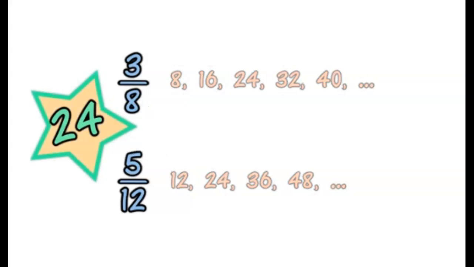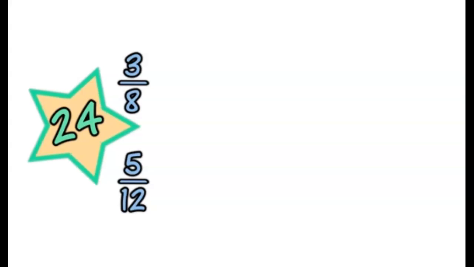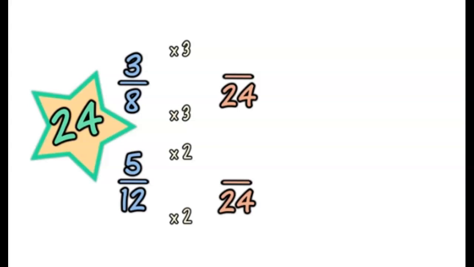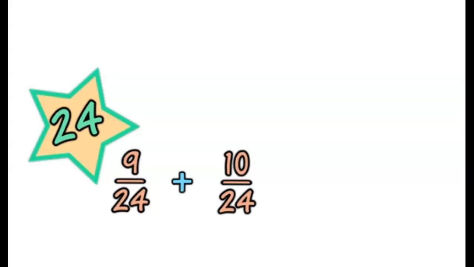Let's try to make the denominators the same. When you multiply 8 by 3, you get 24. And when you multiply 12 by 2, you also get 24. So let's use that. 3/8 becomes 9/24, and 5/12 becomes 10/24. Now we can do the addition. 9/24 plus 10/24 equals 19/24. The fraction's already as simple as it can be. The answer is 19/24.